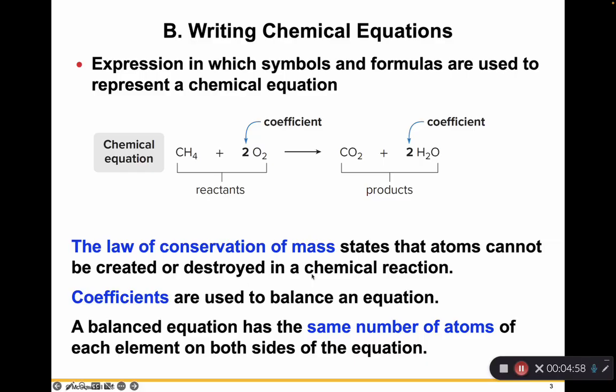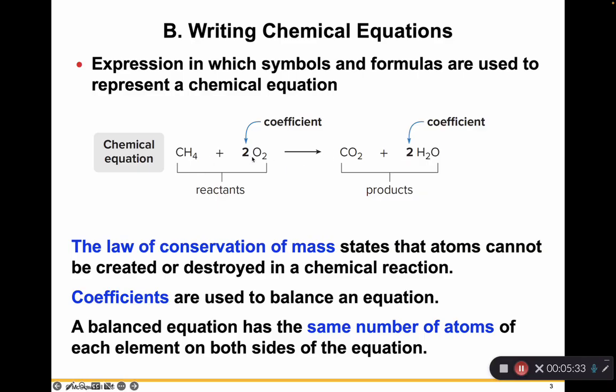That's why we use coefficients, the numbers in front of those molecules, to balance our equation, to show that we have an equal number of each element before the reaction and after the reaction. We see here an arrow that separates reactants on the left hand side from products on the right hand side. A balanced equation will have the same number of each element on each side. Let's see with an example.